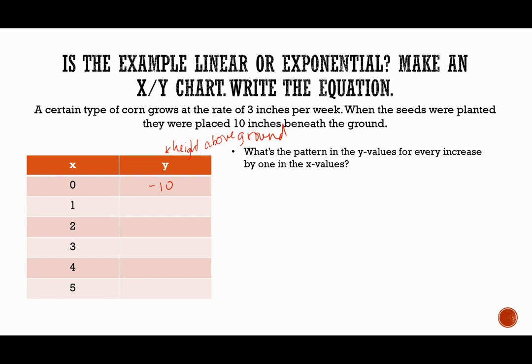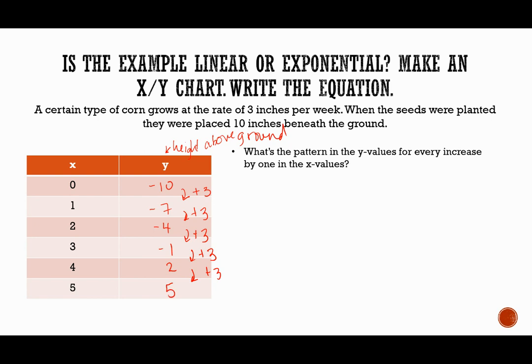Okay, per week. So after 1 week, the seeds are how high above the ground? Well, they grow at a rate of 3 inches per week. So I'm at -7, 7 inches below ground. I'm going to add 3. So we're 4 inches below ground. Add 3 again. 1 inch below ground. Add 3 again. And finally, we have seedlings above the ground.